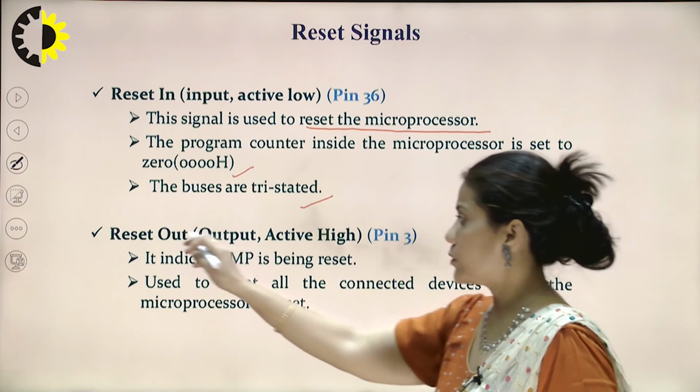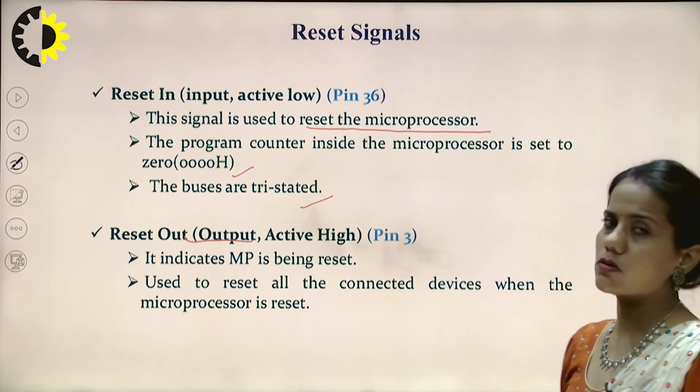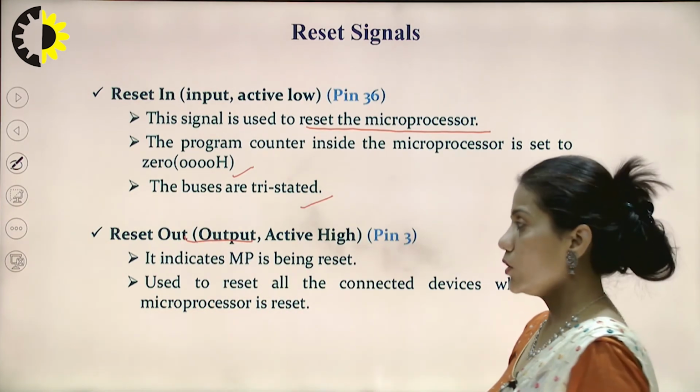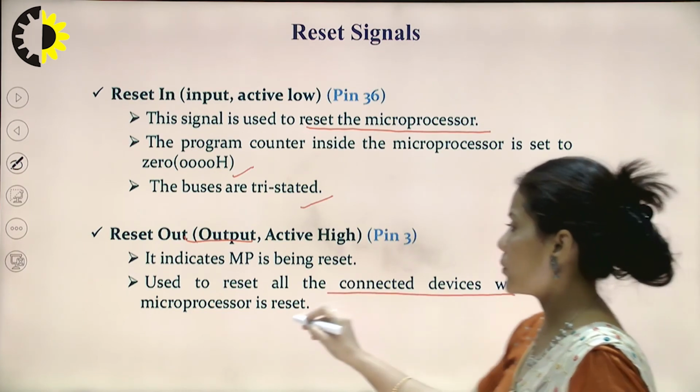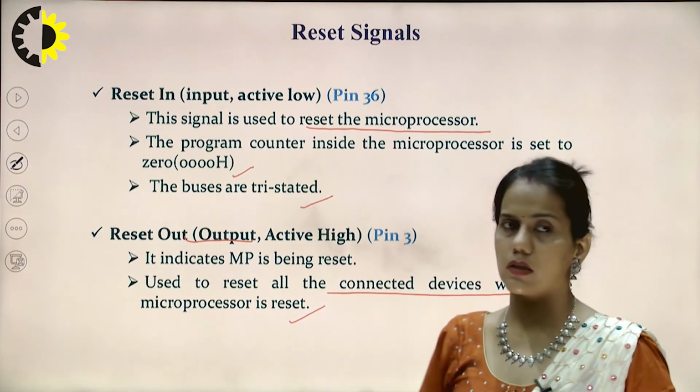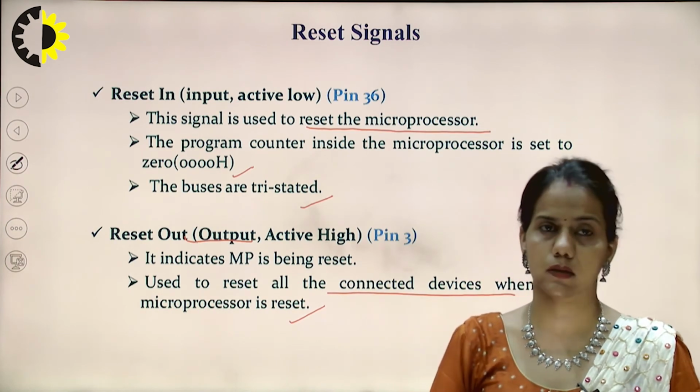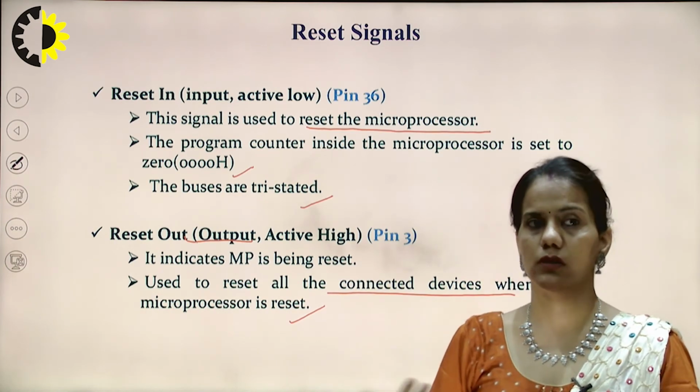And what is the purpose of reset out? This is the output pin and also active high, and it is used to reset all the connected devices when the microprocessor is reset. So it indicates that the microprocessor is being reset and it will reset all the peripheral devices also.